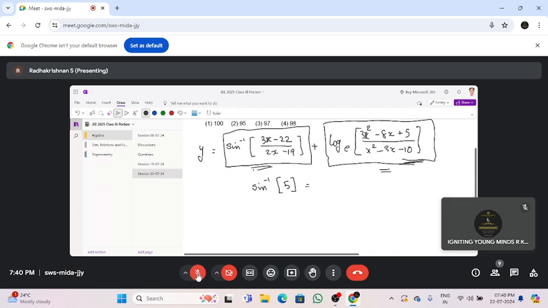You would have had inverse functions taught. I don't think you would have learned details of inverse function, but here that is not required, because it's simply just a term. Inverse means sine inverse of 5 means sine of what is 5.